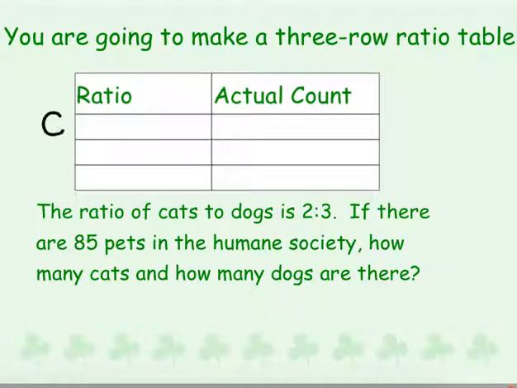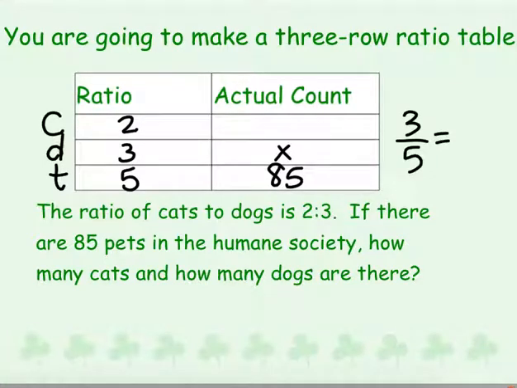So I'm going to say we have cats to dogs to total. So I have 2 cats to 3 dogs for a total of 5 animals. And so there are 85 animals in total, 85 pets. So I could set up a proportion. I'll show you this way. Obviously, there is a scale factor as well. To say we have 3 over 5 is equal to x over 85.